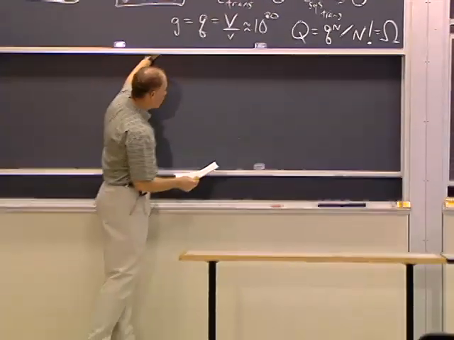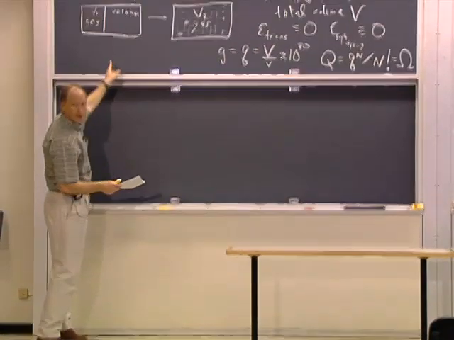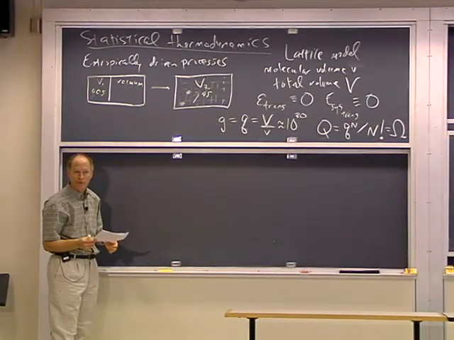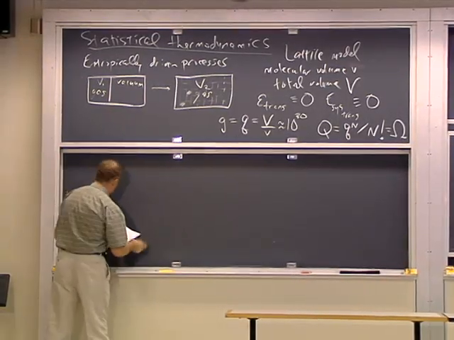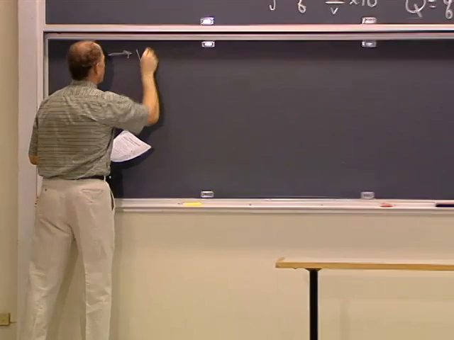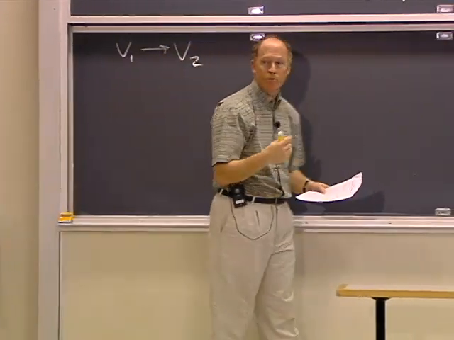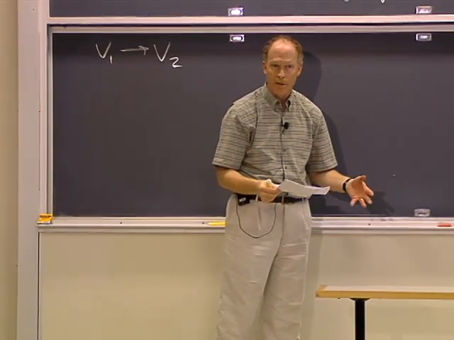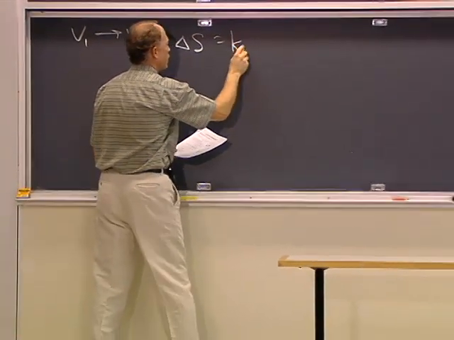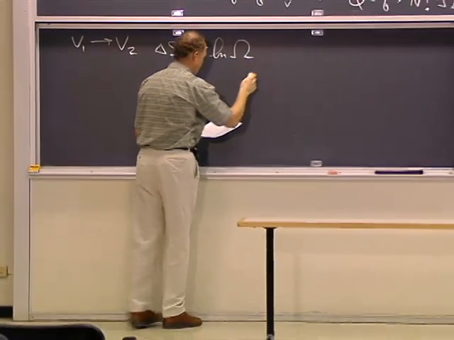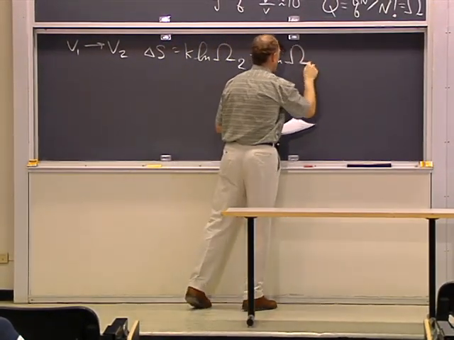Okay, well, now let's look at what happens when we expand from volume V1 to volume V2. So that capital V is going to change. Capital V1 goes to capital V2, and we know it's entropically driven. Let's calculate the change in entropy. So delta S is just k log capital omega 2 minus k log capital omega 1.